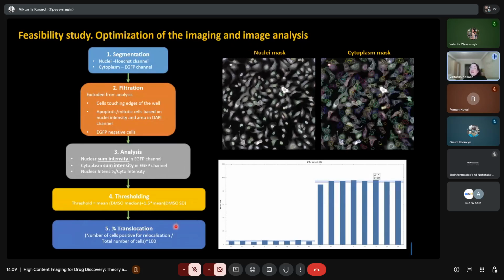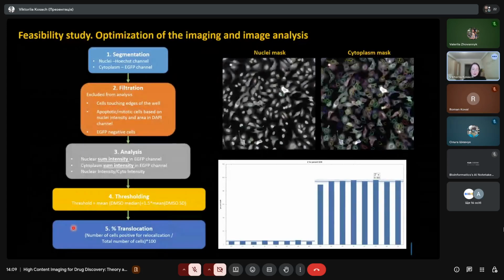You should normalize your raw data somehow. Not somehow, there are 3 different possibilities to normalize the data. But usually you will transform your data into percentage. And in this case, the percent of translocation of the target, positive cells with translocation, was the number of positive cells divided by the total number of cells and multiplied by 100%.